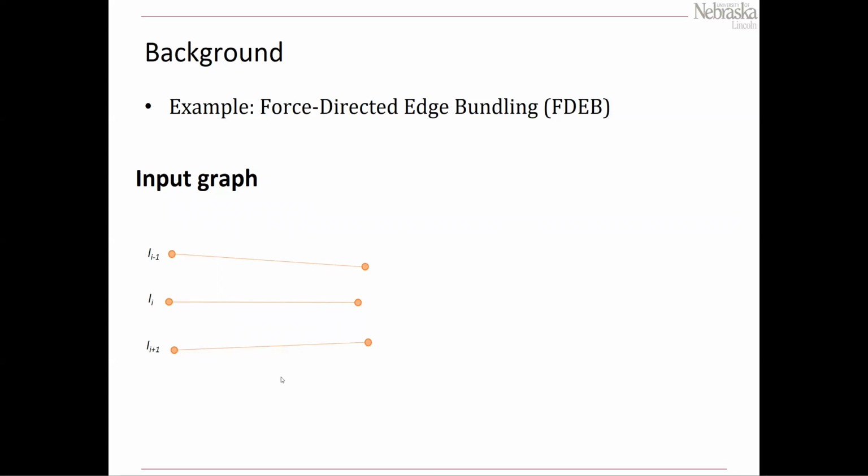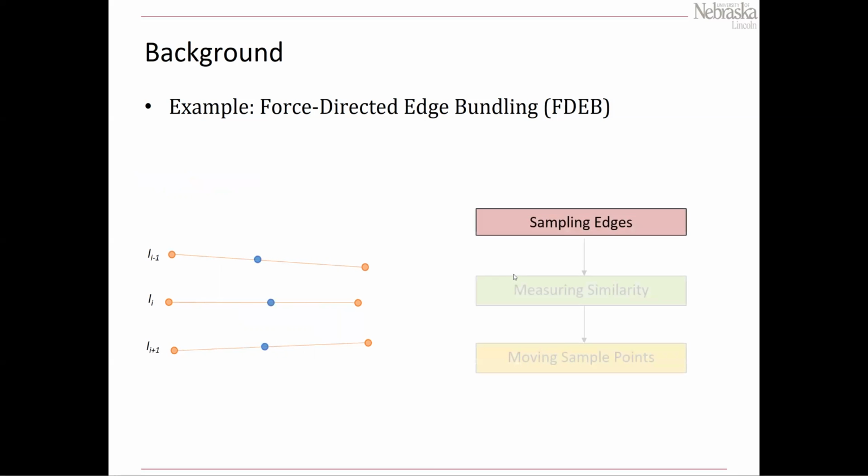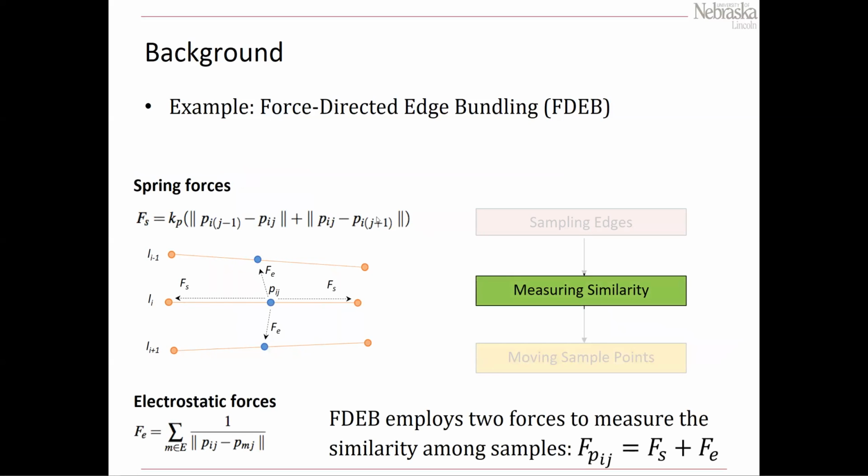So assume we have an input graph. Here I just show 3 edges and 6 vertices. The first step is to sample the edges. Assume we just put the sampling point in the middle of the edge. And this algorithm uses two forces to measure the similarity among the samples.